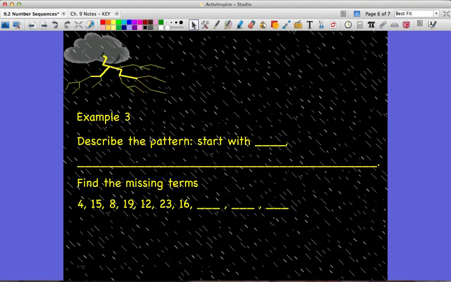Okay, so I want you to take a moment, look at the pattern, describe the pattern, and then find the missing terms. Pause, and when you come back, you will go over your answers.